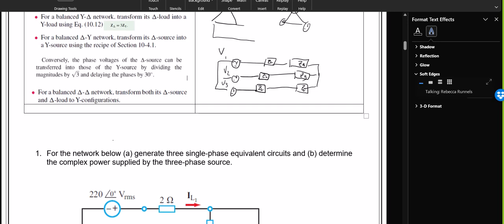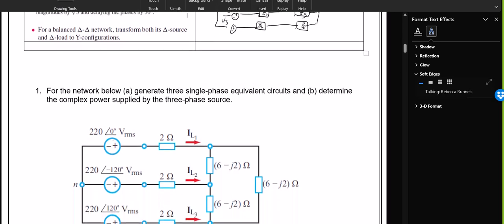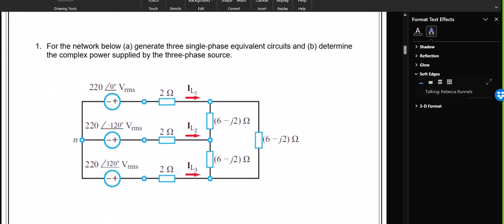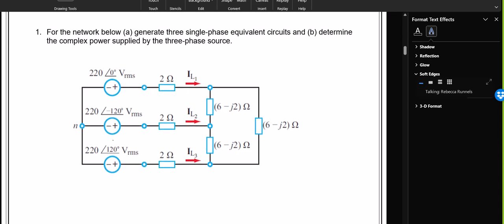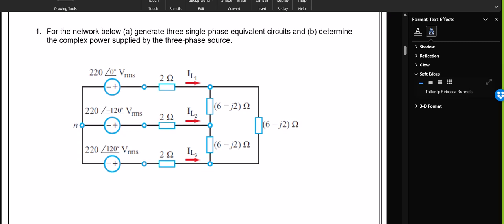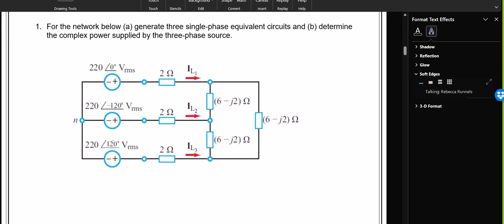And we're going to do that very thing with this first problem. So the first problem says, for the network below, generate 3 single-phase equivalent circuits and determine the complex power supplied by the 3-phase source. So we see that our source is already in a Y format, and so we don't have to transform that.